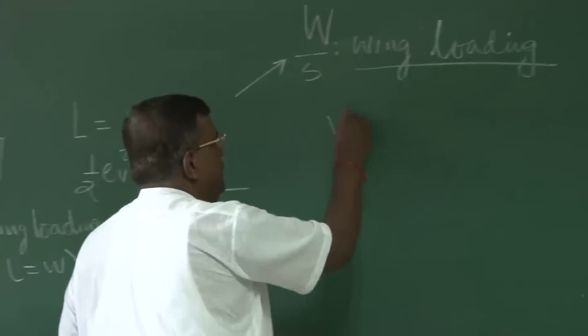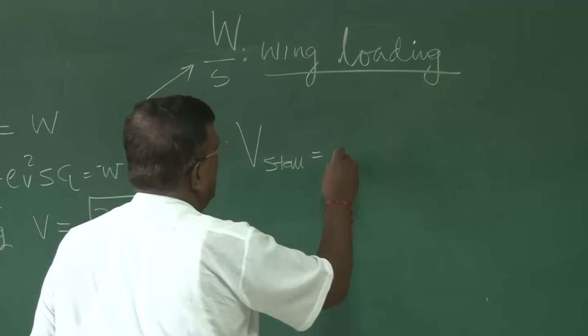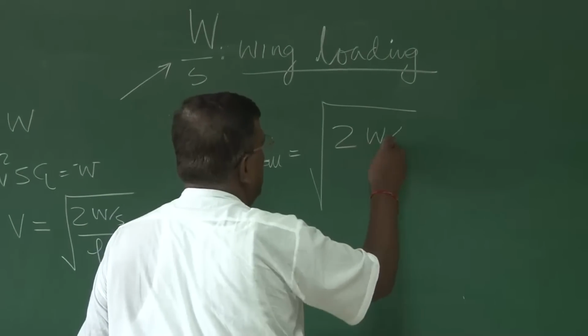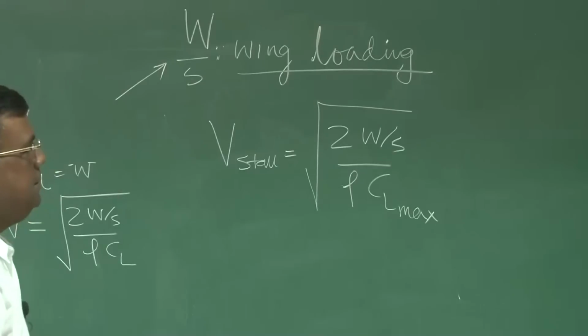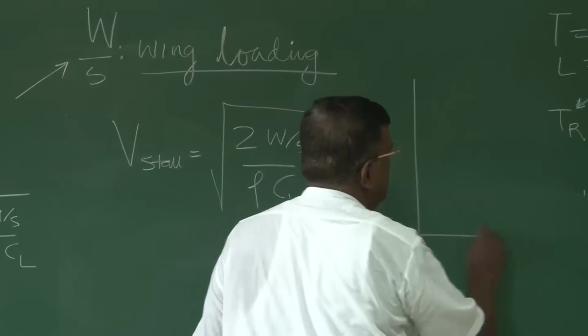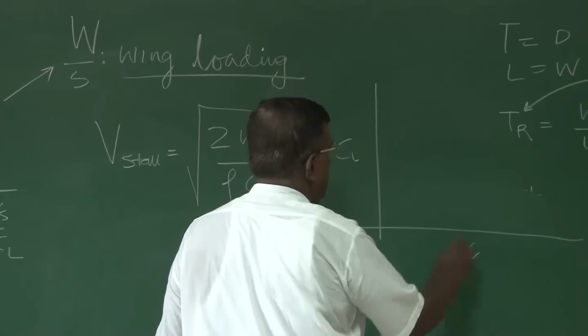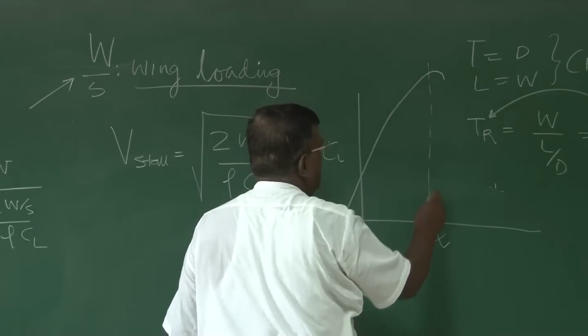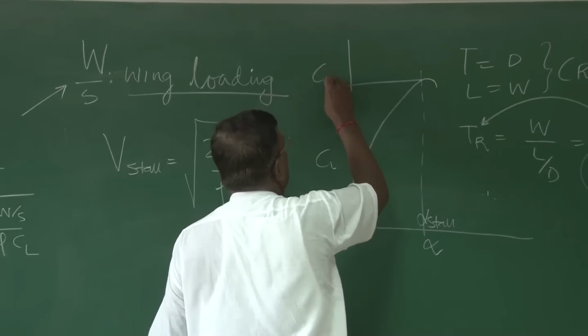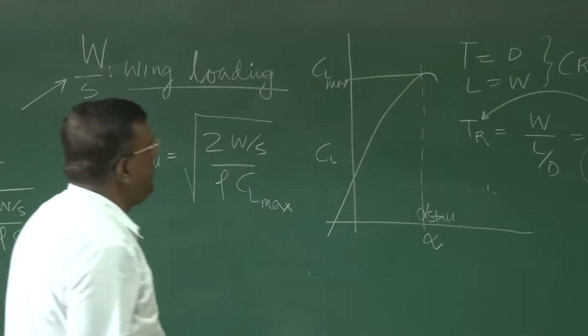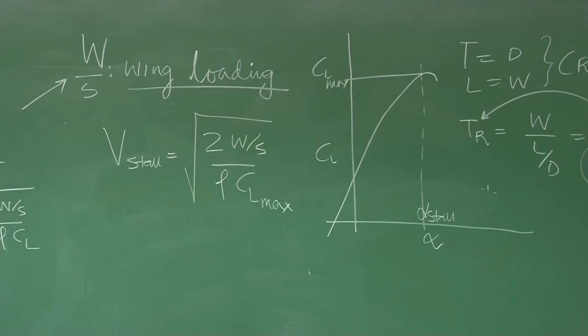You are aware of Vstall. We have talked about Vstall as under root 2 W by S rho CL max. You also know CL max from other two courses. This is CL versus alpha. If I plot it like this, somewhere there is an alpha stall, and this gentleman is CL max. Typically the CL max value for the average side, if I say for a conventional wing without any flaps and all, it's not a bad idea to take that value as 1.2.